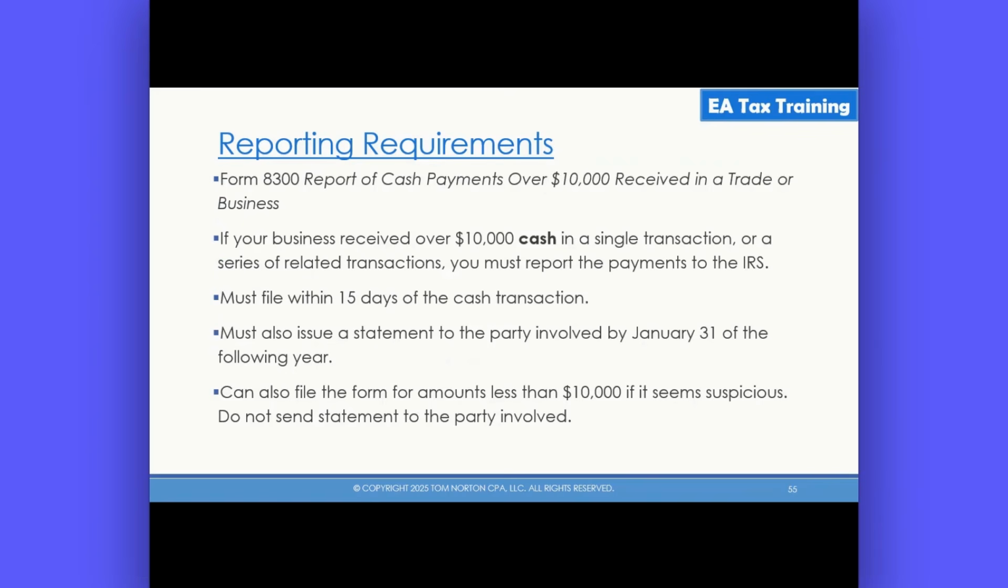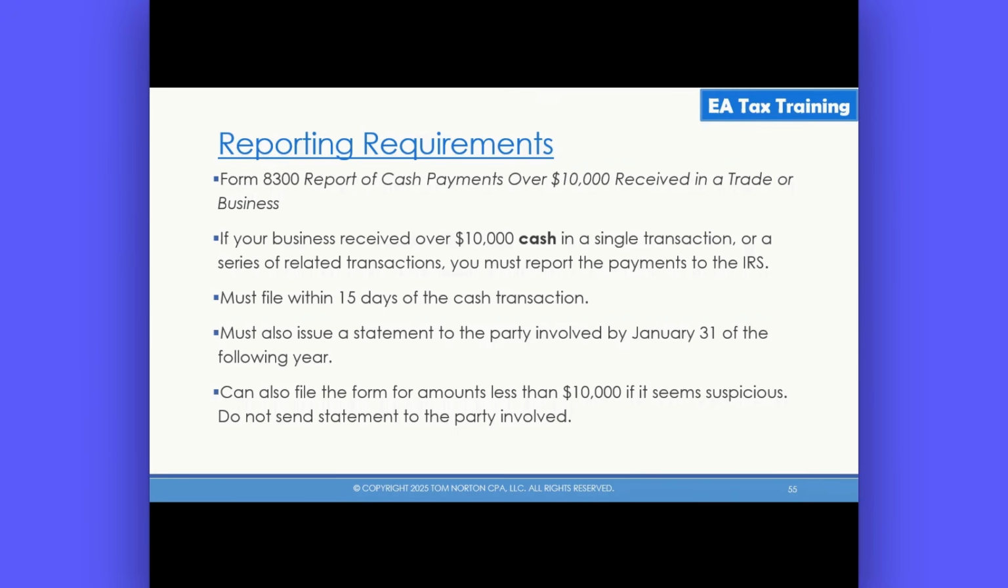Next is the Form 8300. This is the report of cash payments over $10,000 received in a trade or business. So if in the course of your business you receive over $10,000 of cash in a single transaction. When we say cash here, we don't mean a check. We mean actual greenbacks, actual cash. Somebody brings in $100 bills and $20 bills, etc. If they pay you more than $10,000 in a single transaction, you have to report that to the IRS.